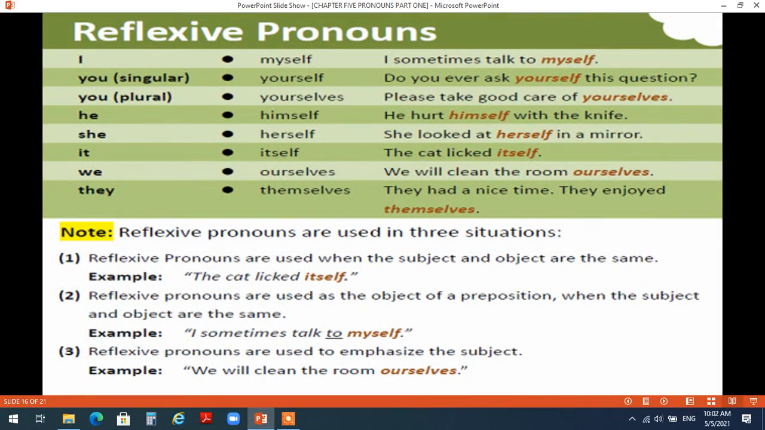أما الملاحظة الثالثة فتقول reflexive pronouns are used to emphasize the subject. كما شرحنا قبل قليل أنه أحيانا أستخدم الضمائر الانعكاسية من أجل التأكيد. For example, we will clean the room ourselves. معناها نريد أن نؤكد أننا من سيقوم بتنظيف الغرفة ليس أي أحد آخر. فهذا أحد استخدامات reflexive pronouns لغرض التأكيد.